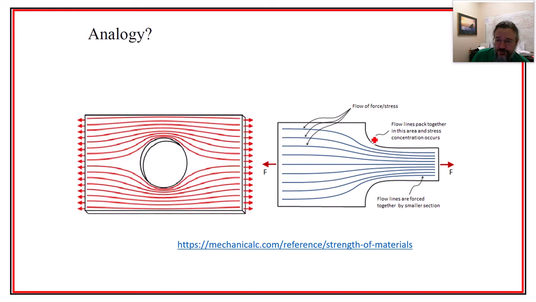Or another disruption is this fillet. You can see that we come from a wide thing down to a narrow thing. Now the stress is going to be higher here than it was here because there's less area here, but that transition between the two is disrupted. So here's a reference here that describes this more, but that's the best analogy that I can think of.